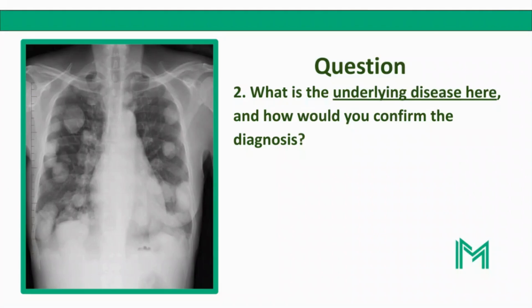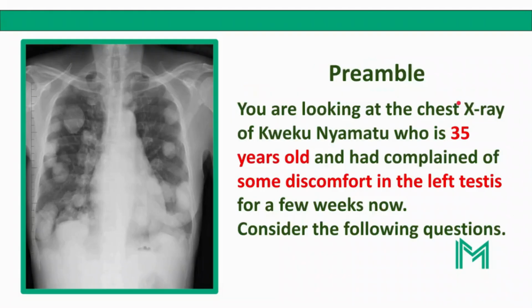For the second question, we are asked to find out what the underlying disease is and how we would confirm the diagnosis. But let's tackle the first part, which asks what the underlying disease is here. To do that, we need to go back to the preamble, which tells us that we are looking at the chest x-ray of Kweku Nyamatu, who is 35 years old, and that's very important, and had complained of some discomfort in the left testes. Okay, this is classic for a testicular cancer. Usually they experience discomfort in the testes, and then the age of the man.